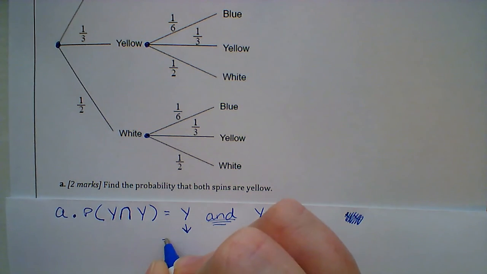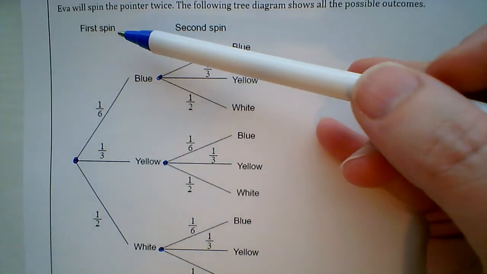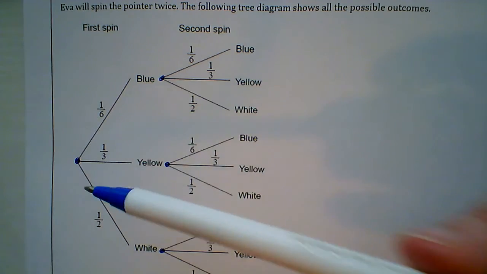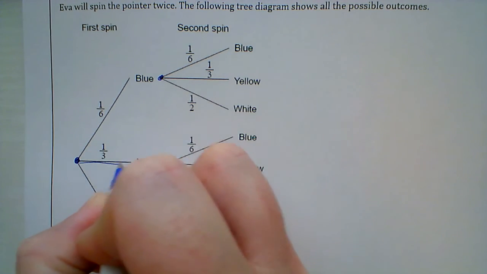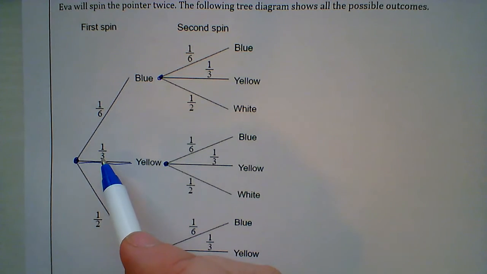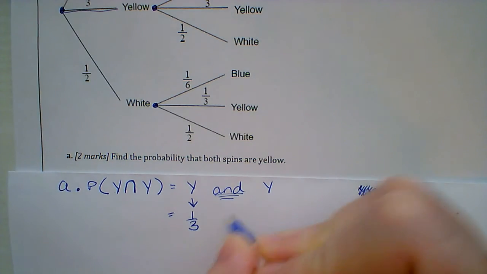Yellow. What's the probability that the first spin is yellow? Well, here's my yellow, so go across that little branch. The probability I go across is 1/3. So my first yellow is going to have a probability of 1/3.